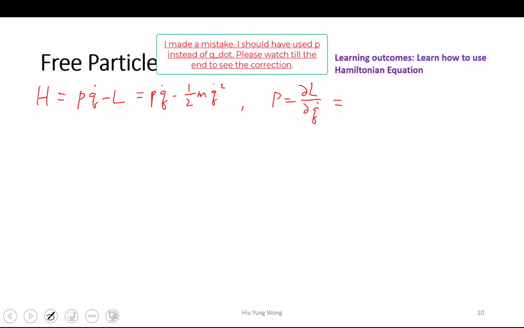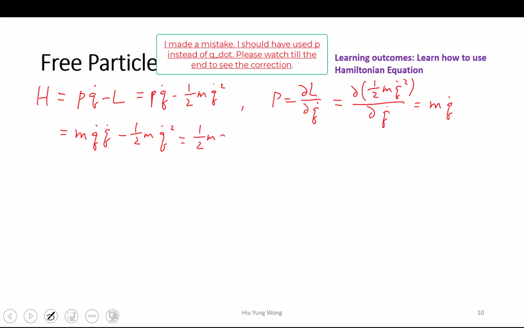So what is this? L is 1 over 2 m q dot squared, right? If you forgot, this is L. I know it's a little bit confusing. So this one gives me what? m q dot, which is mv, which is just what we regularly know because this is a simple system, a single particle, mv, right? So because of this, I know H is equal to m q dot times q dot minus half m q dot squared, yeah, minus half. So what is this?